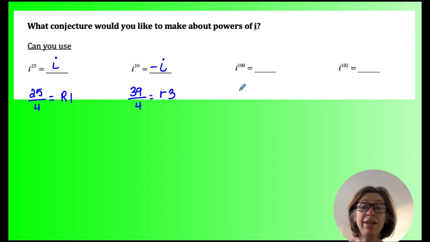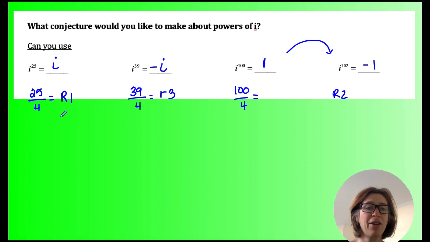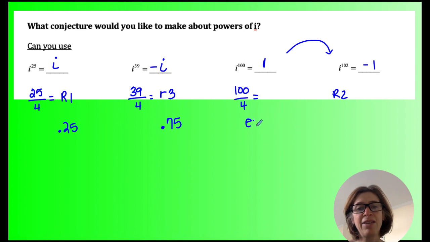I to the 100th: 100 divided by 4 goes in evenly, which is going to give me the number 1. And then this one, you can see clearly is going to have a remainder 2, which would give me -1. Now, as a review on the calculator, this would have given me 0.25, 0.75, it would have gone in evenly, and this would have given me 0.5. So whichever way you did it, you can evaluate powers of i using the pattern of 4.